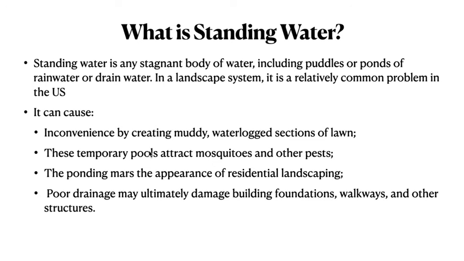So, what is standing water? Standing water is a stagnant body of water, including puddles or ponds of rainwater or drain water. In a landscape system, it is a relatively common problem in the U.S. It can cause inconvenience by creating muddy, waterlogged sections of lawn. These temporary pools attract mosquitoes and other pests, especially in the summer.